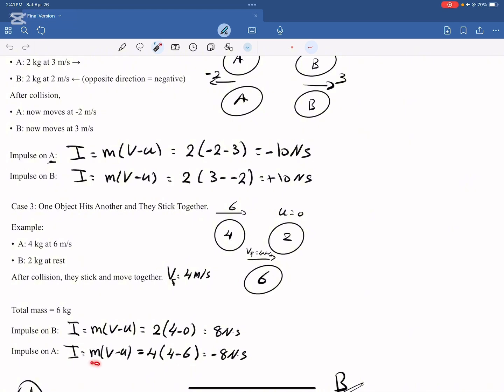So the mass of A was 4, right? And the final velocity was 4 to the right. It was coming with a 6. So that gives you a -8 newton second. And that's how you solve the cases of impulse. You always think of which object you are exerting the impulse on and what happened to its velocity. You take its mass and then you take the change in its velocity with respect to the direction, and therefore you calculate it.